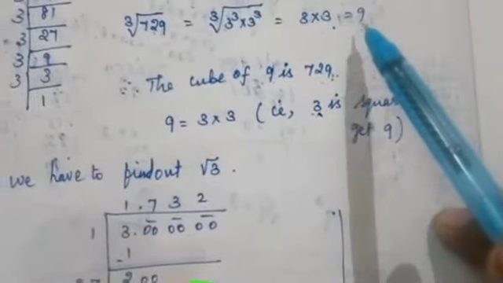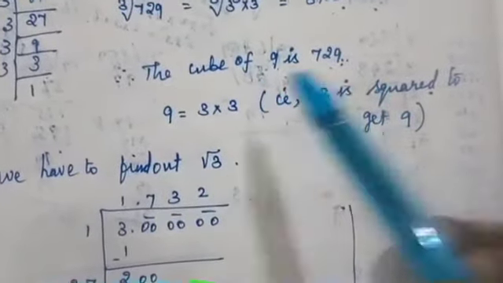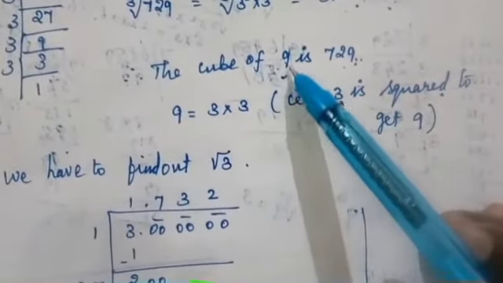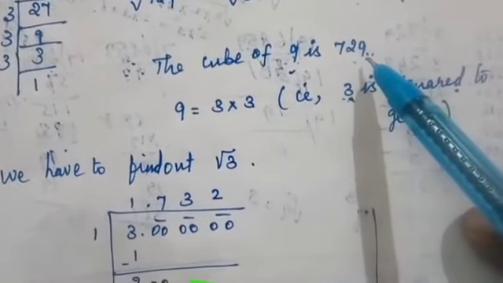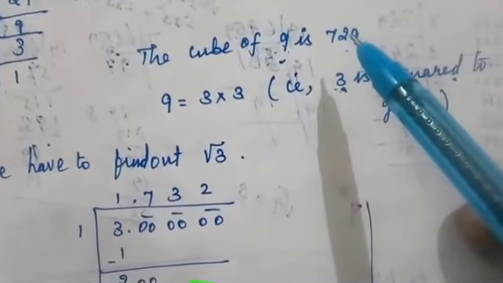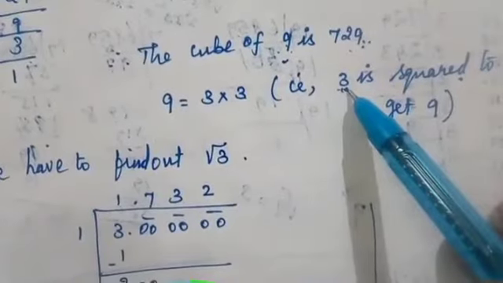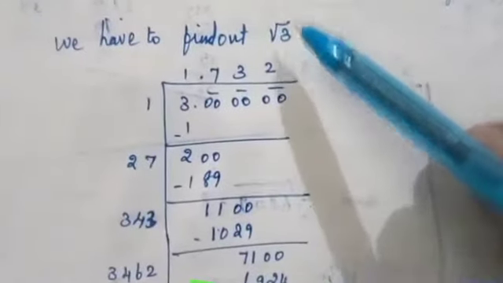Once again, listen students. Up to this point, we want to find that cube of that squared number. So the cube of the number 9 is 729, that is 9 cube equal to 729. That 9 is a square number. How do you get that square number? 3 into 3. So this 3 is squared to get 9. So we want to find the square root of 3.